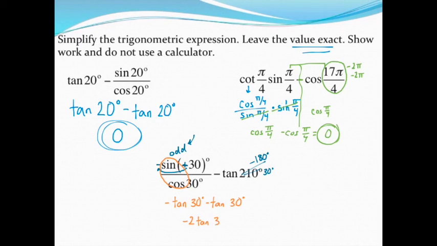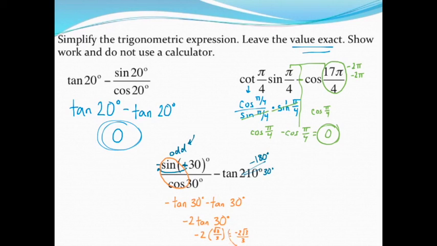Now, normally I'd have to stop there. However, I recall that 30 degrees is a special angle, so I can actually simplify this even further. Using the chart that we've made in class, I can look up the tangent of 30 degrees, and I see that that's equal to square root of 3 over 3. And so to finish this problem, I have negative 2 times square root of 3 over 3, which would become just negative 2 square root of 3 over 3.